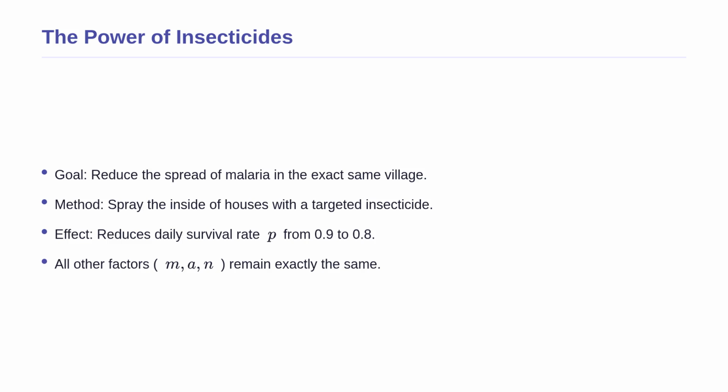Now that we have calculated the baseline, let us look at how we can intervene. Suppose a health organization wants to reduce the spread of malaria in that exact same village. They decide to spray the inside of houses with a safe, targeted insecticide. This chemical does not kill all mosquitoes instantly, but it reduces their daily survival rate from 90% down to 80%. So our new p-value is 0.8.